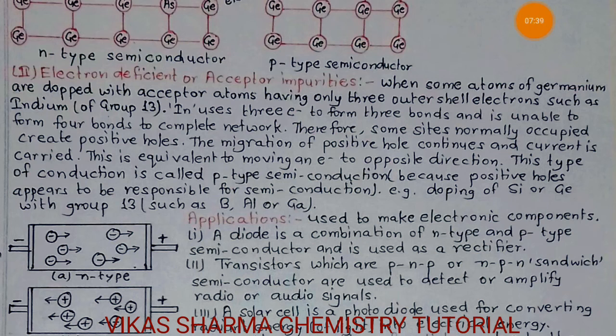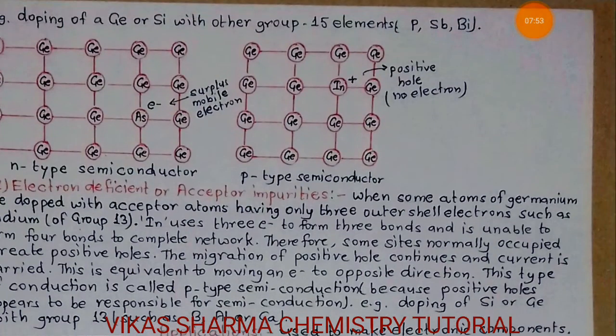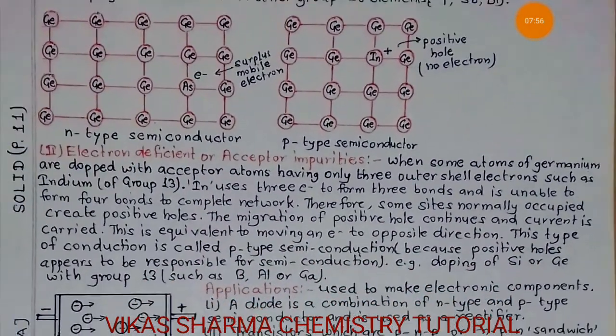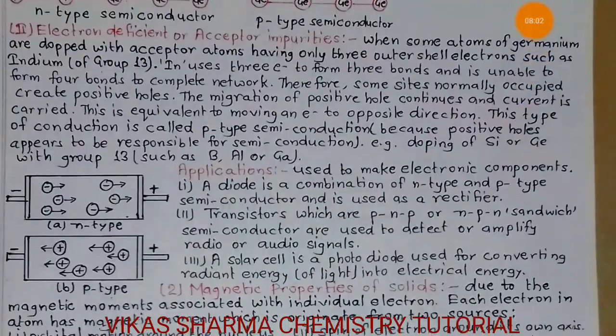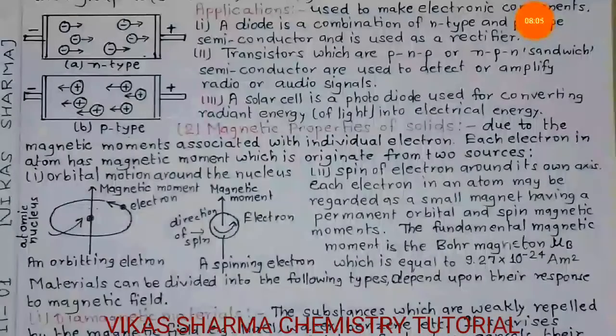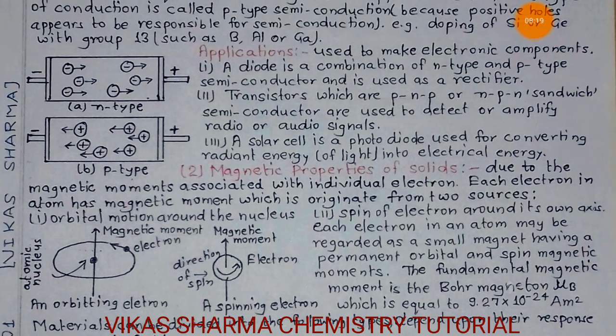This type of conduction is called P-type semiconduction because positive holes appear to be responsible for semiconduction. Example, doping of silicon or germanium with group 13, such as boron, aluminium or gallium. In the display, students, you have seen, when group 14 is doped with group 13 members, a P-type semiconductor is formed. When group 14 is doped with group 15 elements, for example phosphorus, an N-type semiconductor is formed. Students, keep this in your mind because many times in board exams the questions are asked.